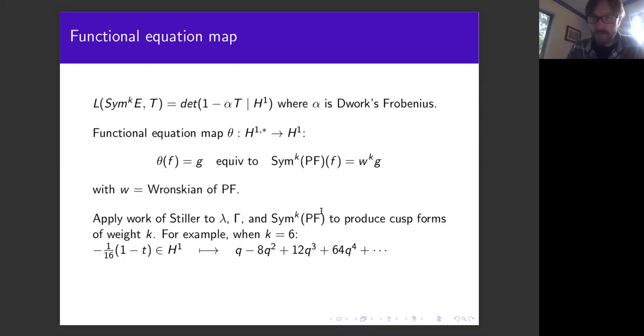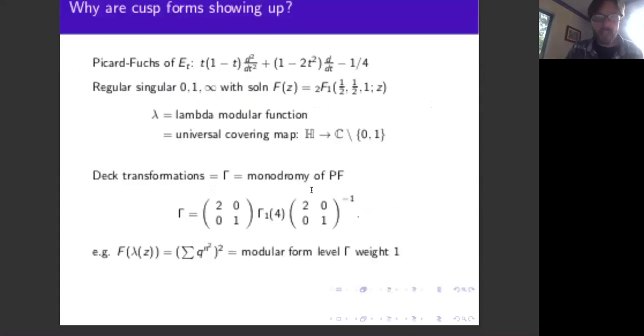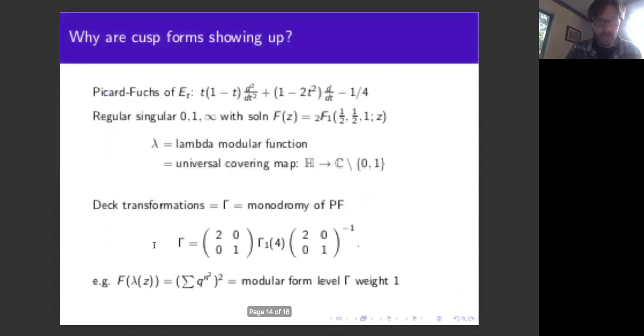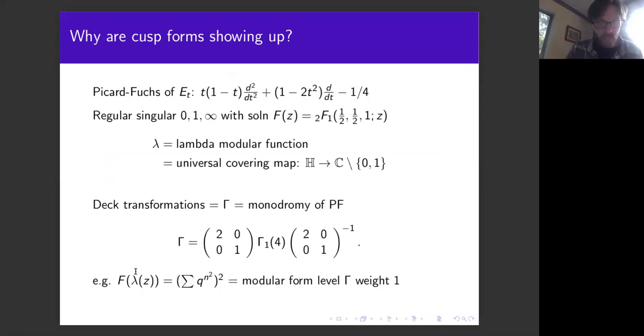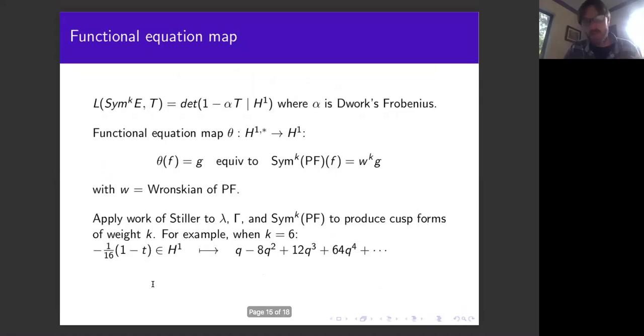He tells you a formula about how to get it. Just like here. If you plug in this lambda modular covering map into the hypergeometric, out pops a modular form. He has a formula that's like this, but slightly more complicated, and he proves the formula works. You just apply that theory here, and out pop cusp forms.